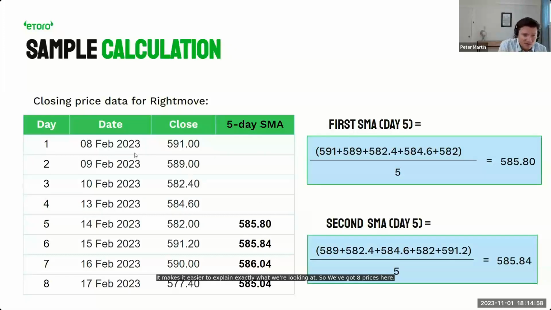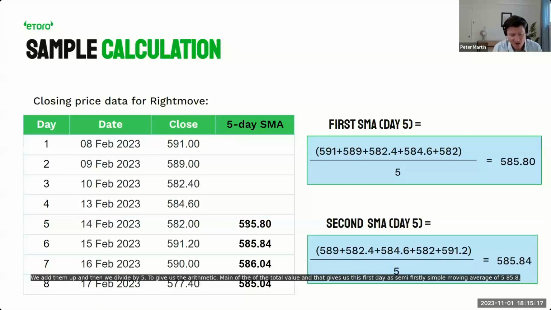So we've got 8 prices here. It's only on the 5th day that we get a simple moving average calculated, because we need 5 days' worth of data before we can calculate it. On the 5th day, we have the current day plus the preceding 4 days, which gives us 5 data points. We add them up and then divide by 5 to give us the arithmetic mean, and that gives us the first simple moving average of 585.8.